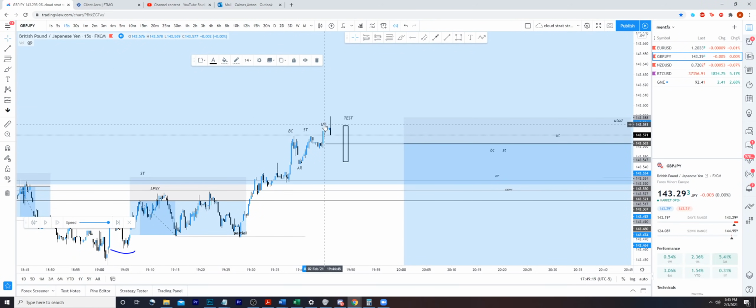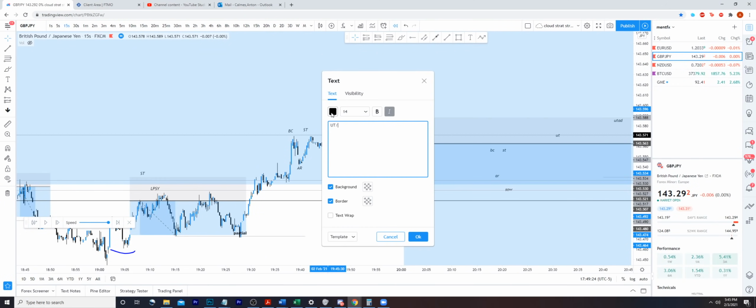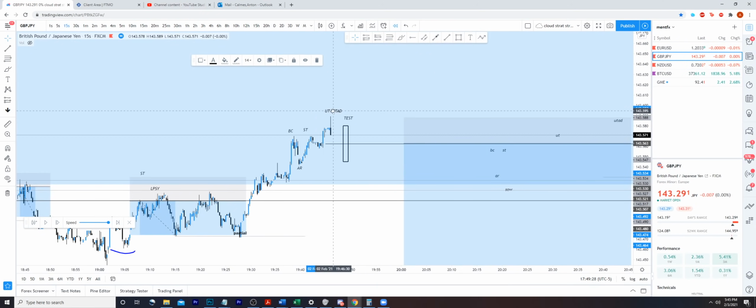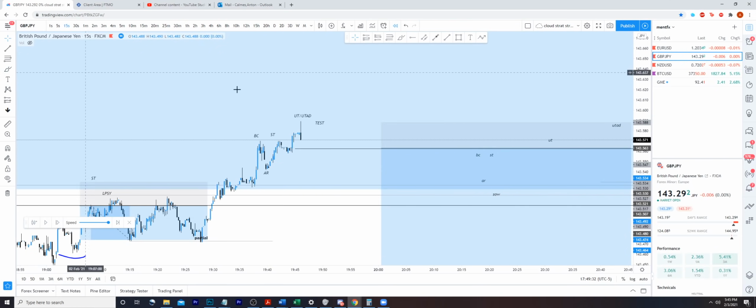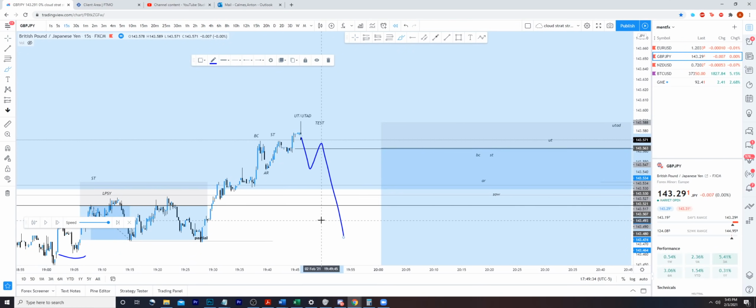So again, this could be a UT and this could be a UTAD, or this could just be the UT slash UTAD, right? Because you have two types of schematics. You have the schematic type one and type two. We'll talk about that in a future video, but that's what you have right there. So again, now what are you looking for? You're looking for the same thing: the breakdowns, the entries, the continuations. Same thing over and over again.